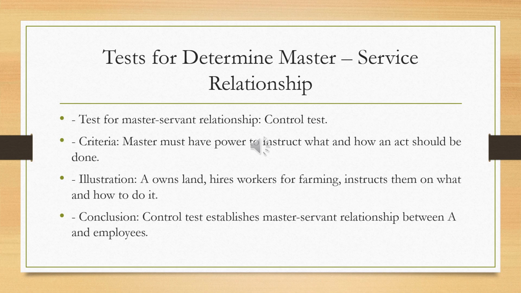Illustration: A is the owner of a big area of land on which farming activities are carried out, and he has hired many workers for farming. A instructs them not only what to do but also how to do their jobs. Here, by the test of control, the relation between A and his employees is established as that of a master and a servant.